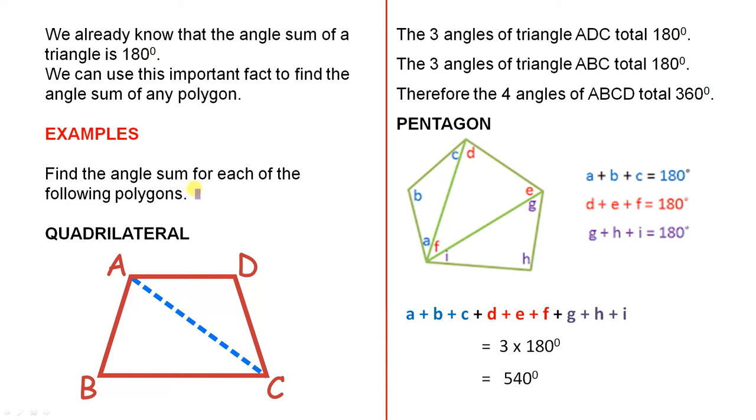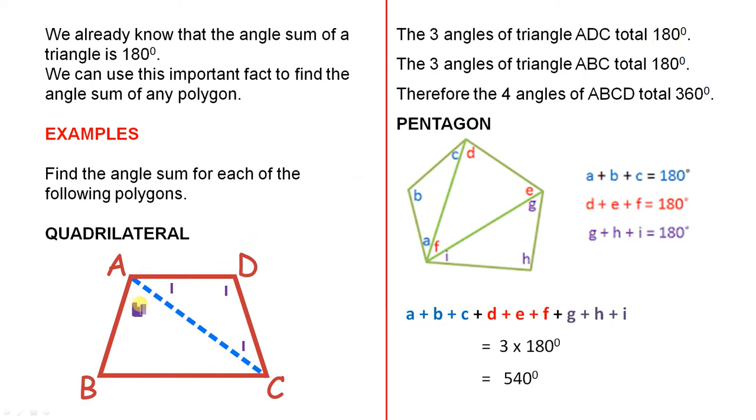Find the angle sum for each of the following polygons, and the first one is a quadrilateral. Now, a quadrilateral is a four-sided figure, as seen by the red lines. I've divided the quadrilateral into two triangles. I'm going to look at this triangle first, triangle ADC. And we know that the three angles of triangle ADC total 180 degrees.